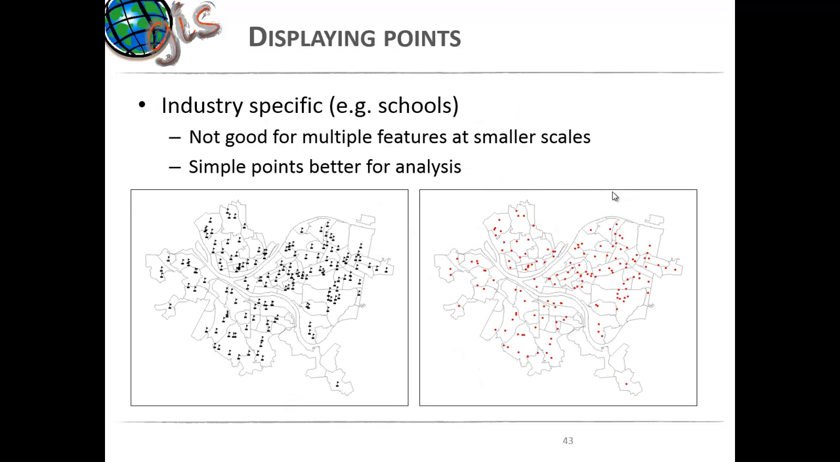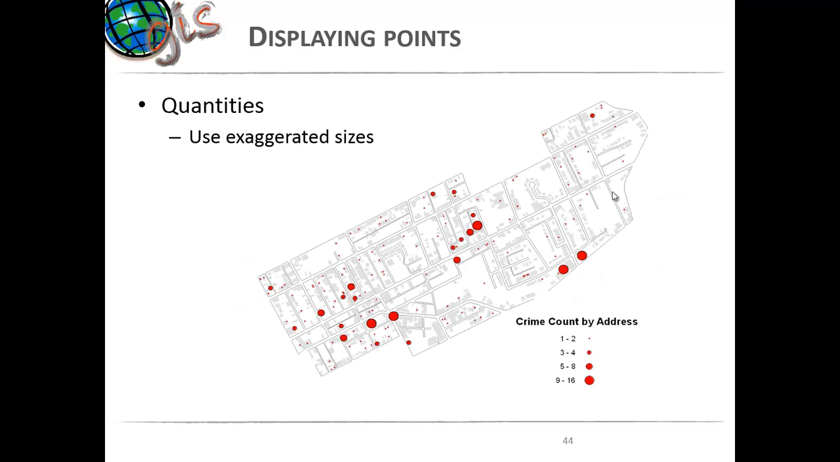So displaying points, for example, schools have their own symbology within ESRI, but it's not really useful in a small scale map, which is actually smaller detail. You're looking at the entire Pittsburgh city, it looks like, and for these points, in this case, a large scale, a simple point like a red dot would be a much easier, much clearer option for displaying school data at the city level.